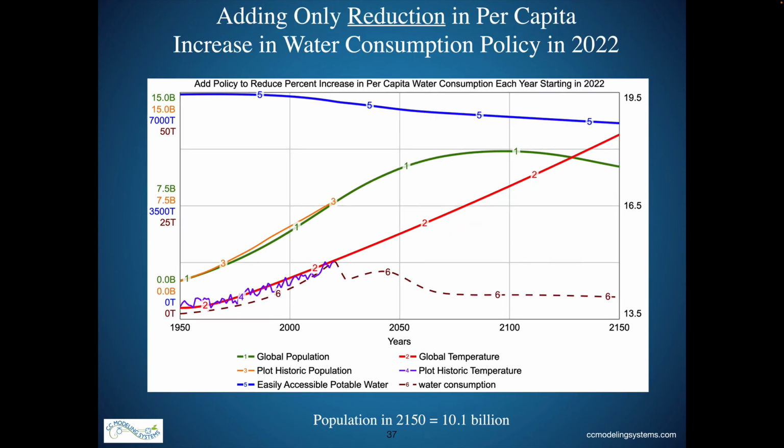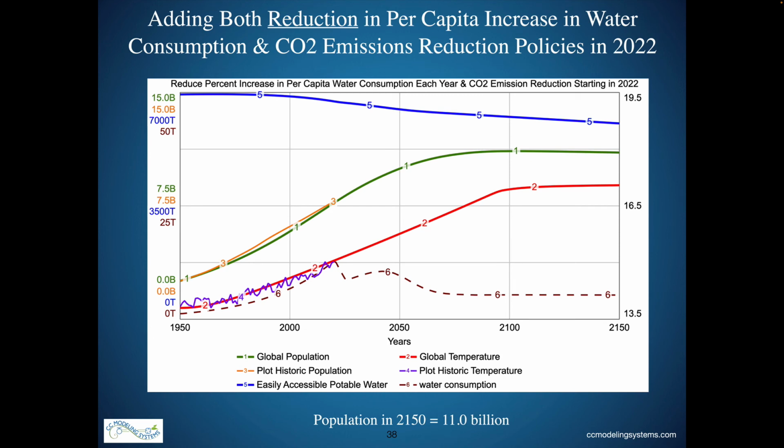This policy reduces the yearly increase in per capita water consumption, which is not due to population increase, to essentially 0% by 2080. Here, the global population in 2150 is at 10.1 billion people and dropping slower than business as usual. Finally, this graph applies both reduction in CO2 emissions and reduction in per capita increase in water consumption of the previous 2 slides. It shows a global population in 2150 of 11 billion people, which is decreasing very slowly.